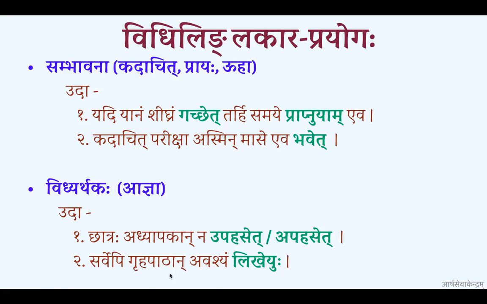Same way, atrapi, sarve api gruhapathan avashyam likheyuhu. Here karta is sarve. Api is used for emphasis. Sarve is the karta. Sarve likheyuhu. So even if it is gruhapatham, this will be likheyuhu because sarve is the karta and this is kartari prayoga. So gachet, prapnuyam, bhavet, in these udaharanas, are used in the meaning of sambhavana, possibility, or prayer, or wishing something might happen or should happen. And apahaset, upahaset, likheyuhu are used in the sense of agnya. So agnya, prarthana. These are all the vidhiling lakara forms.